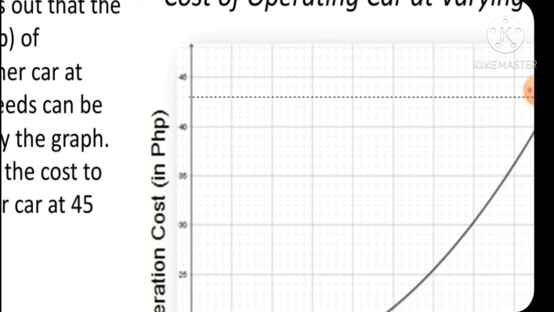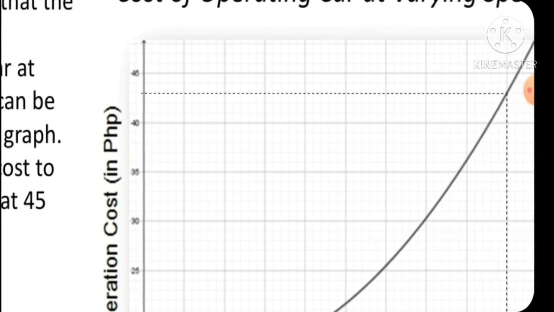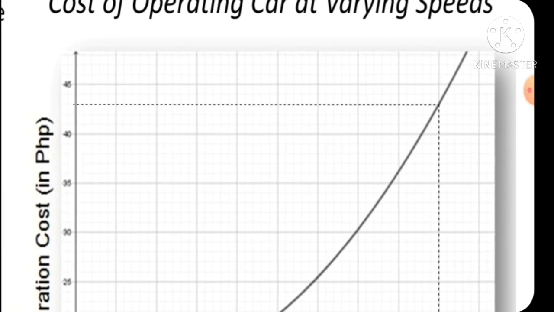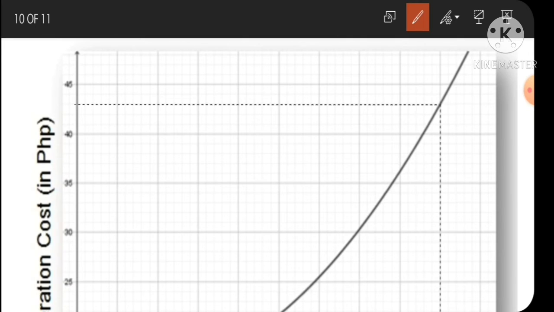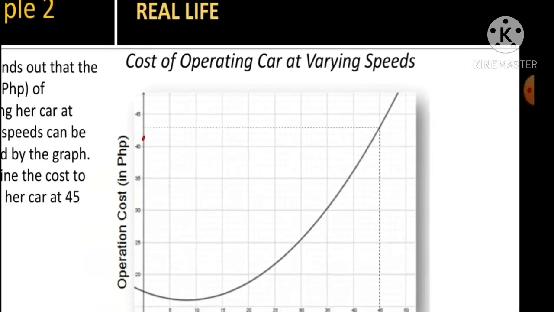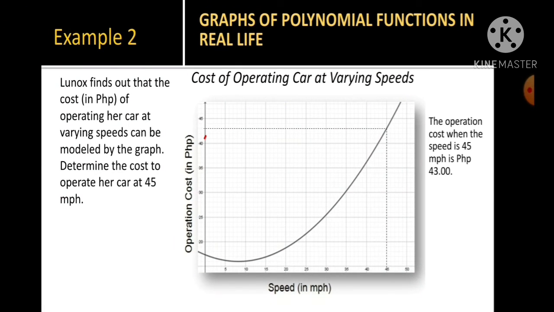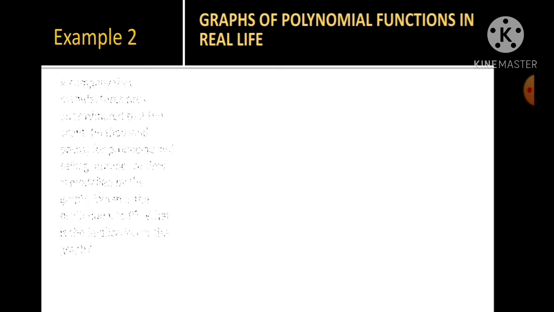Now take a look. Each grid here is equivalent to 1. That means the cost is, so we have here 40, 41, 42, 43. This is 43. So that means the operation cost when the speed is 45 miles per hour is 43 pesos. Very easy, right? Now let us proceed to the last example.